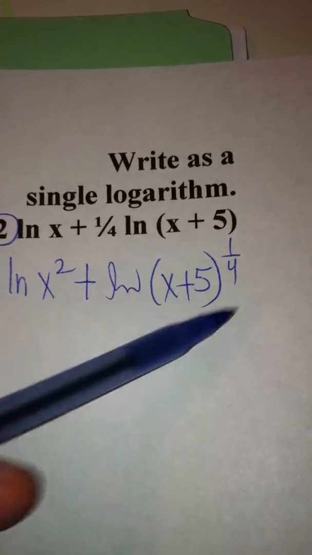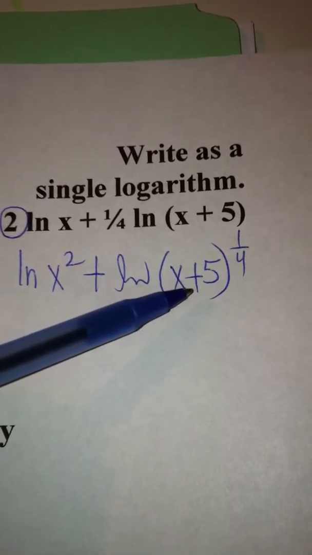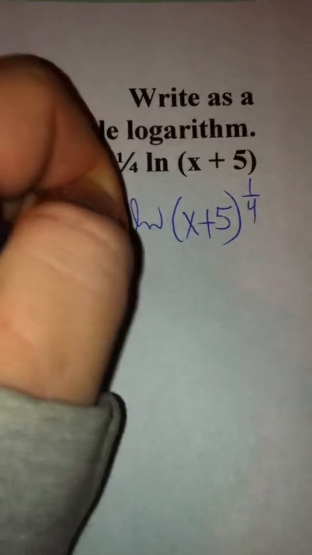Still, we can simplify this or write this back in radical form. So we have natural log of the 4th root of x plus 5.